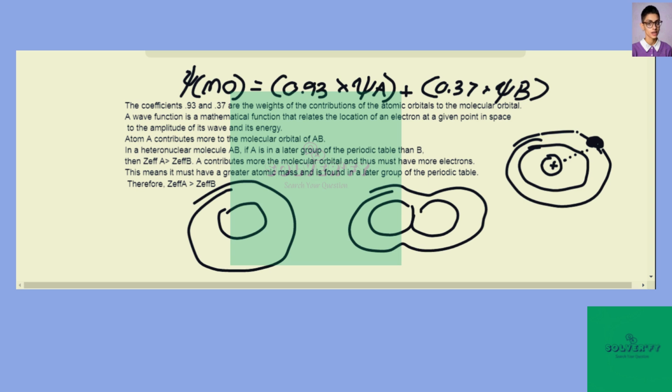So in this formula, you can see that atom A contributes more to the wave function of the molecular orbital than atom B. So if we look at the two atoms, A is in a later group of the periodic table than B. And the reason would just be because it's multiplied by the larger number.